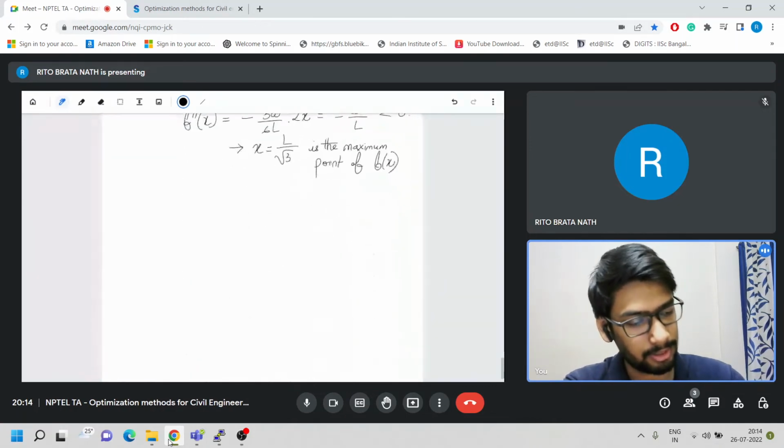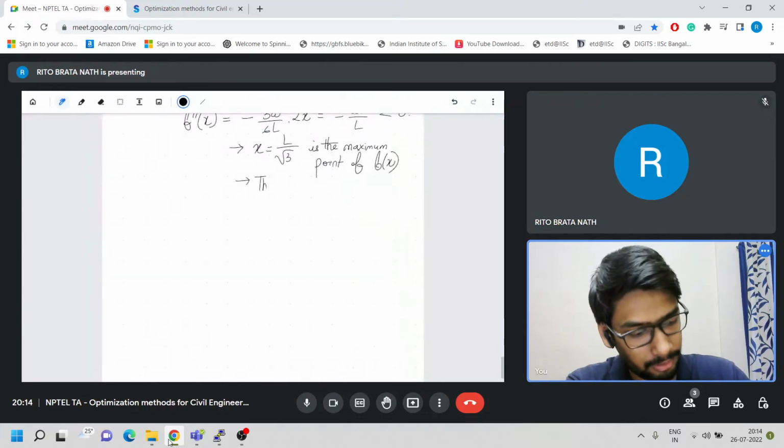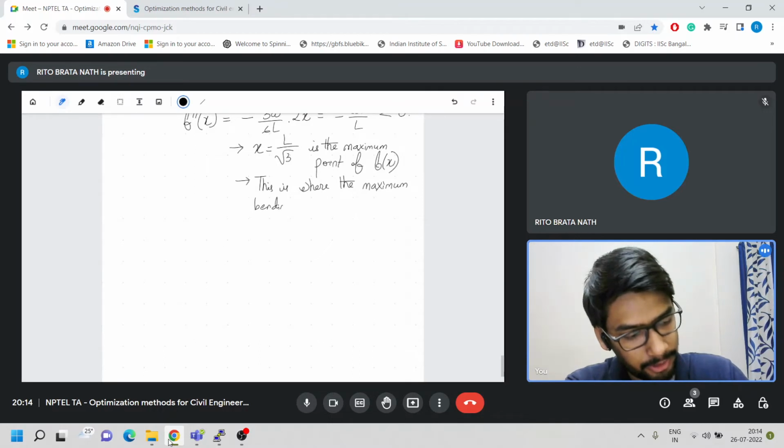So this is where the maximum bending moment occurs, and this is a distance from support.